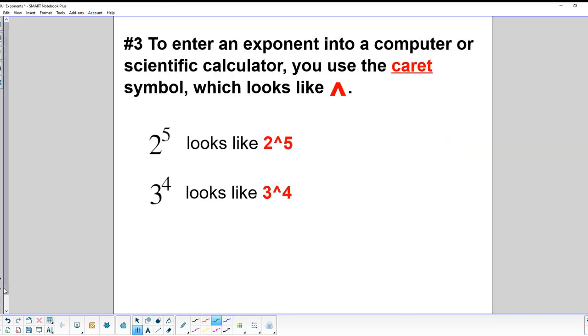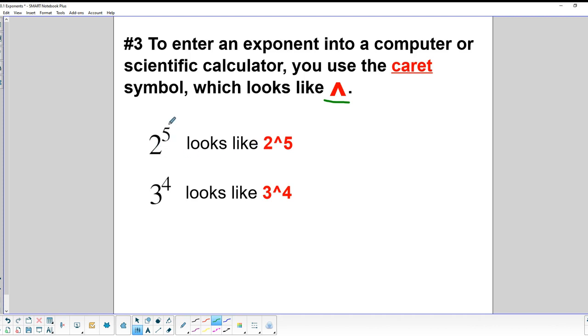All right, moving along. Number 3, to enter an exponent into a computer or scientific calculator, you use the caret symbol, which looks like this. Now, not all calculators require you to do that. Some actually have an exponent key that's easier to work with. But on most computer programs and on the calculators we use in our classroom, this is what you need to do.